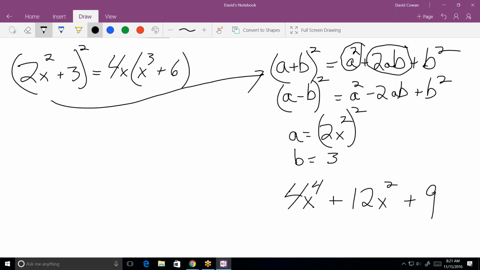So here's what we have on the left side. 4x to the 4th plus 12x squared plus 9. And now multiply that out, which is a little easier. You can just distribute that directly. The right side.